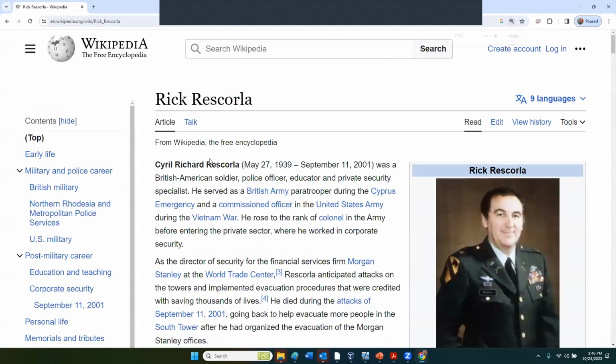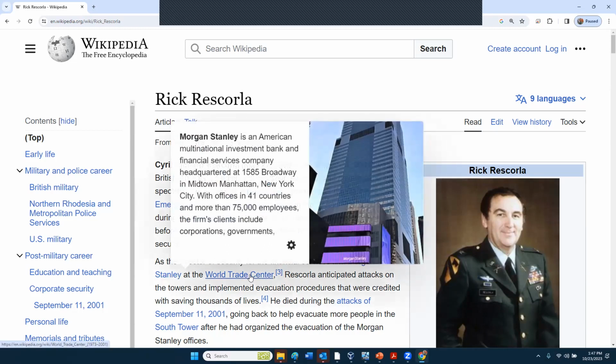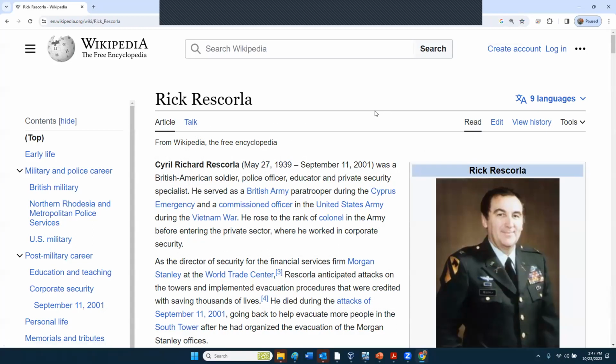So what do we know about the World Trade Center? It was attacked. It was attacked during 9/11, right? So you see September 11th, right? And Rick Rescorla was a guy that worked for Morgan Stanley at the World Trade Center. And here's what happened.